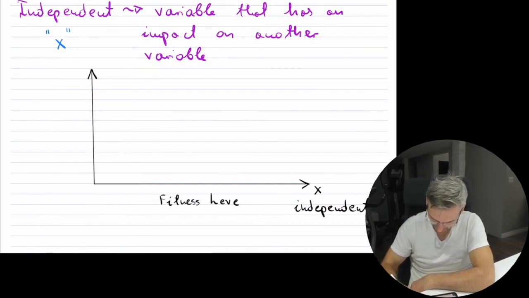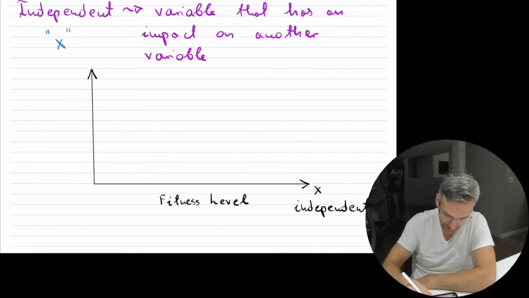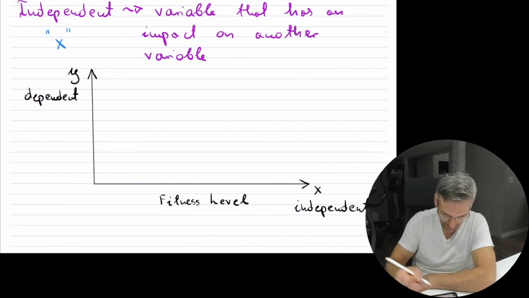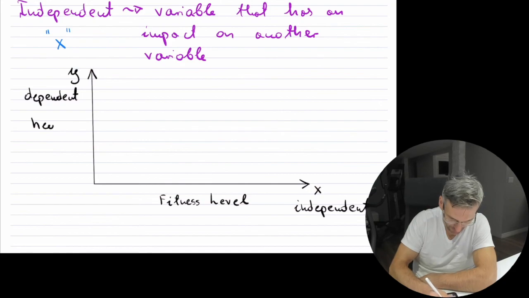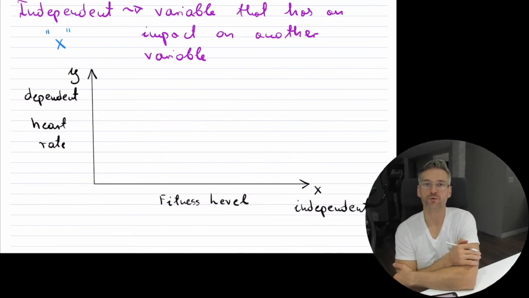Somebody can provide you those fitness levels, or you can decide on what that would be, so maybe the times that you have for a 1 kilometer run. And then here, this would be y, and that is your dependent variable, so dependent variable. And this, for example, could be your heart rate. Now we can start plotting things up, but we'll do that in the next video.